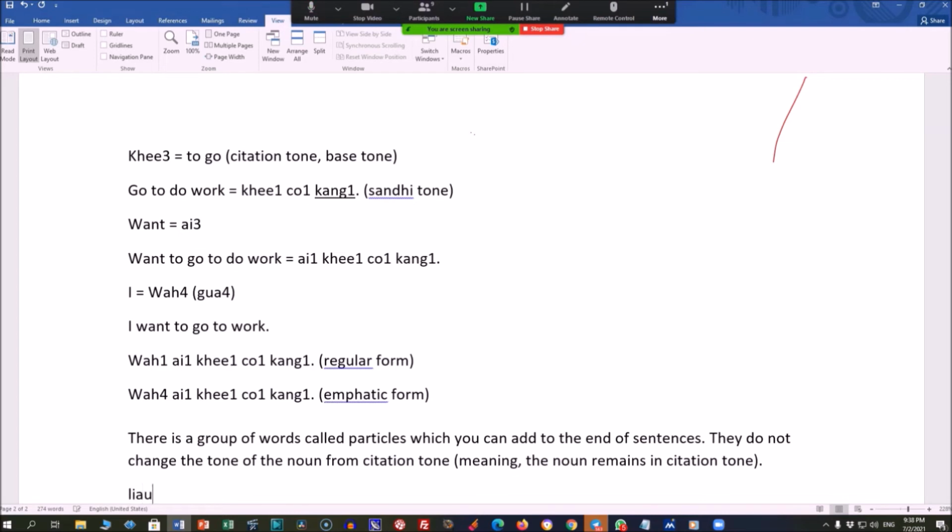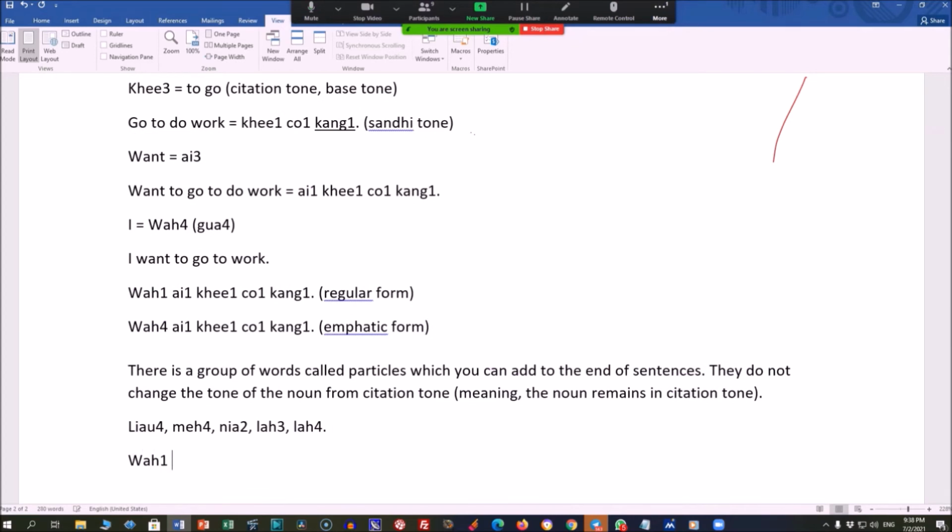Example, liao. These are examples of particles. Liao, meh, nia, la, and la. Wa ai ki zhou gang liao.